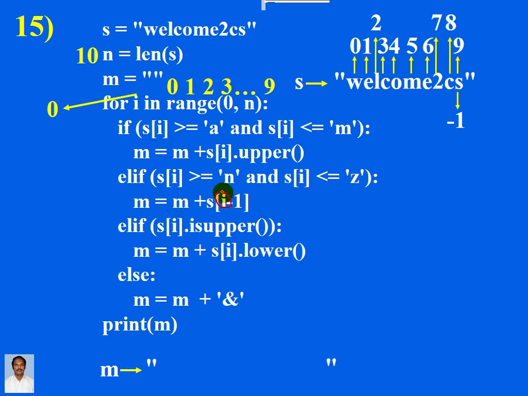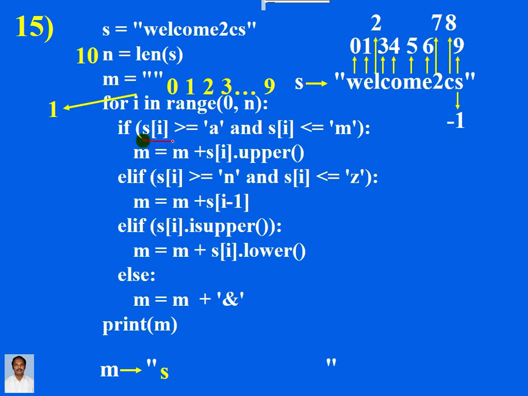I is 0. S of 0 minus 1, S of minus 1, and what is S of minus 1? Alphabet S. So what is M? Empty string. So empty string concatenated with alphabet S, that comes in M. So now your M becomes alphabet S.